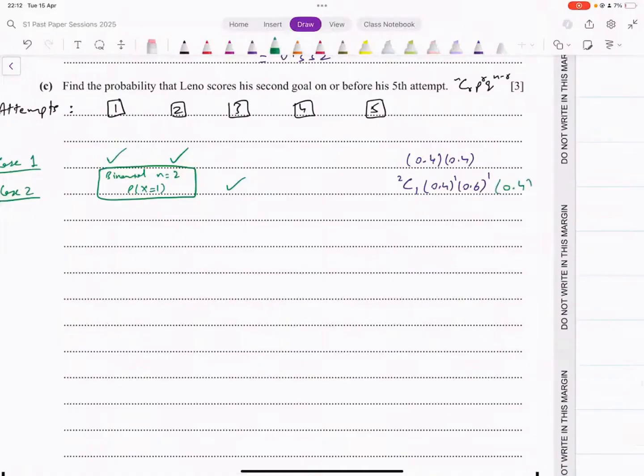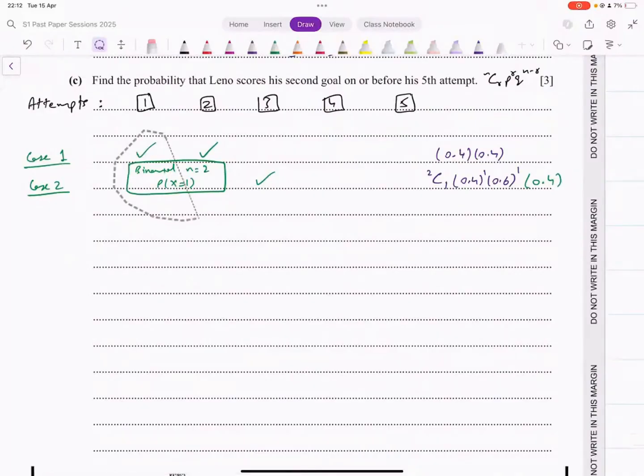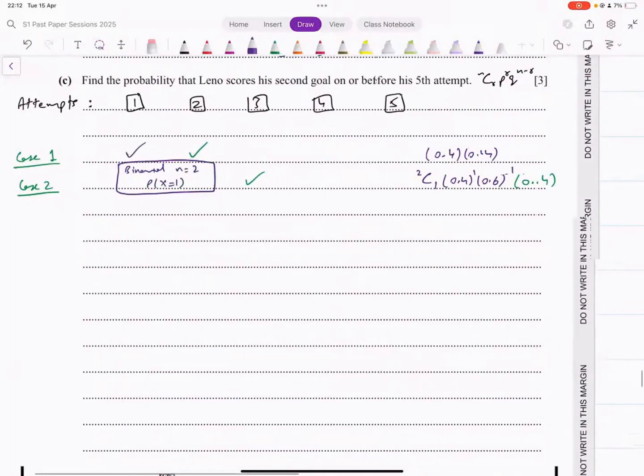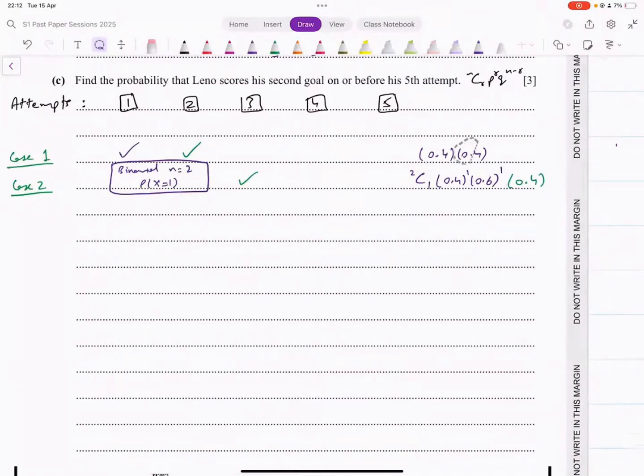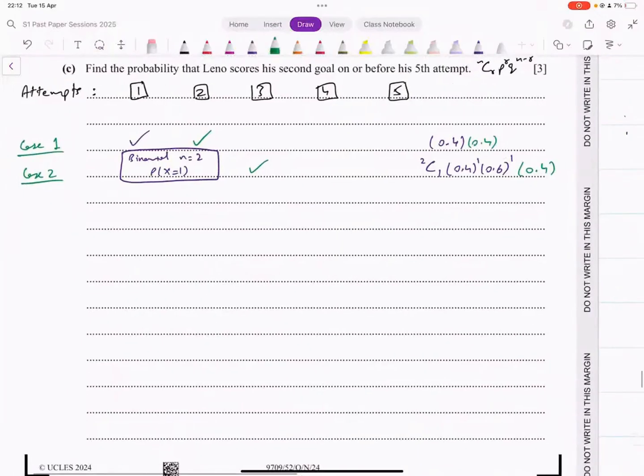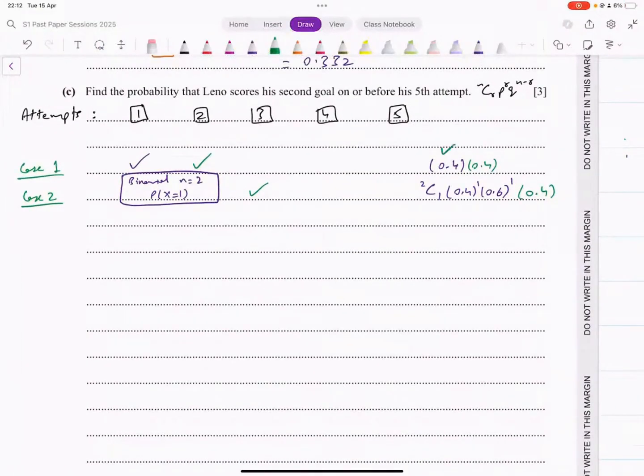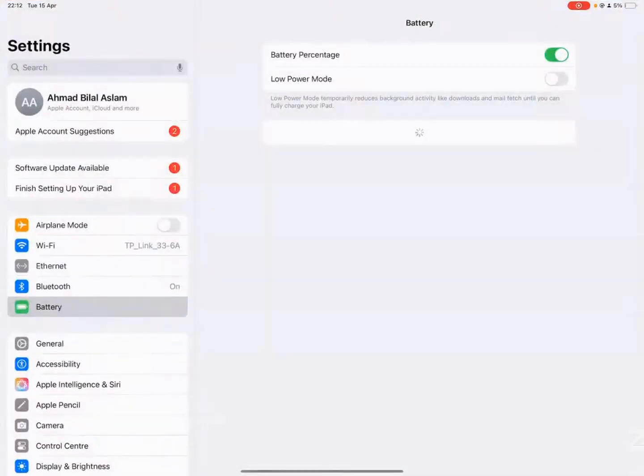Now what I'll do is I'll try to color code this. So the second attempt, I'm going to represent that in green. Okay. So the first case was the first attempt is a success, the second is a success. The second case is the second success comes on the third attempt. So we've got the 0.4 for that. The first success could be any one of these two. So for that, we're using binomial that out of the first two, we have one success. Out of the first two, we've got one success.